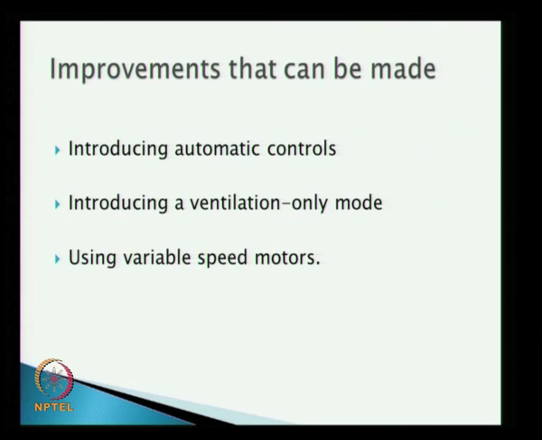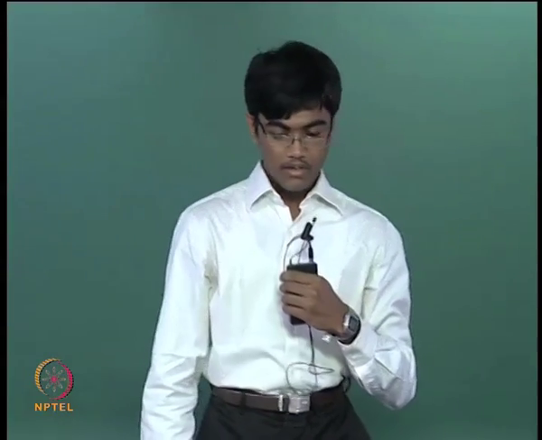These are some of the suggestions to improve the water and power efficiency of an air cooler. By introducing automatic controls like programmable temperature control, the air cooler can be switched off when the temperature reaches a minimum state.